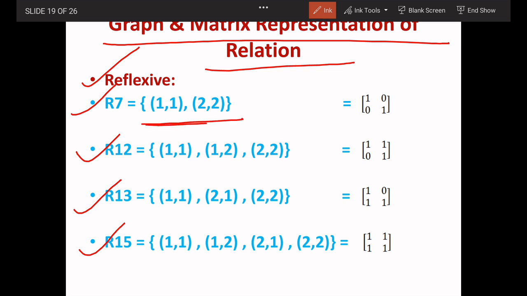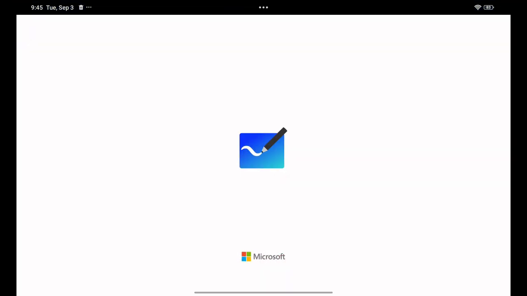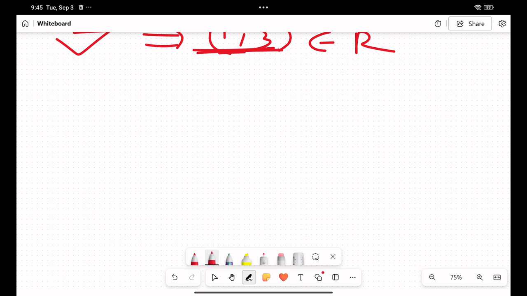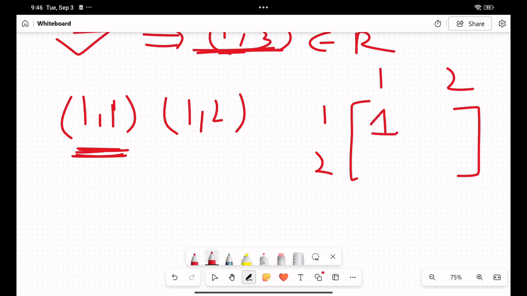So now you can see (1,1), I am writing this matrix. What is this? I will show you. Now see here, I will show the matrix representation. So if you are not able to understand, now you will understand. Okay, this is very important. Suppose you have (1,1) and you have (1,2). So how to write the matrix? At first you will write 1, 2 here, 1, 2 here. Then you will start the matrix here. So in here (1,1) is here. So I will write 1 here.